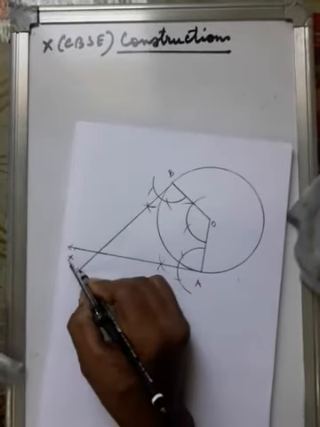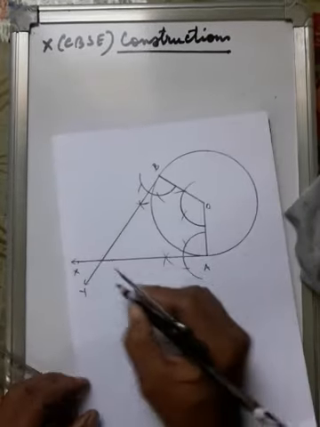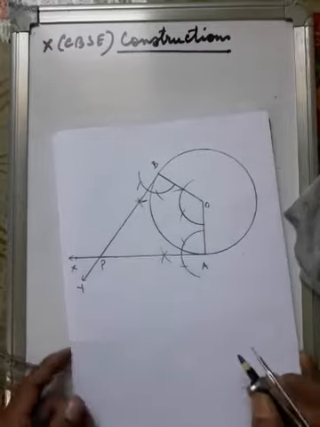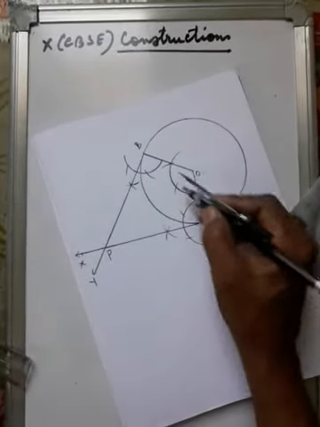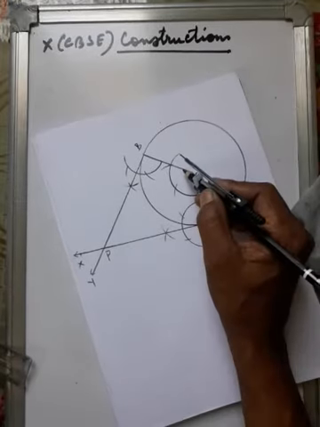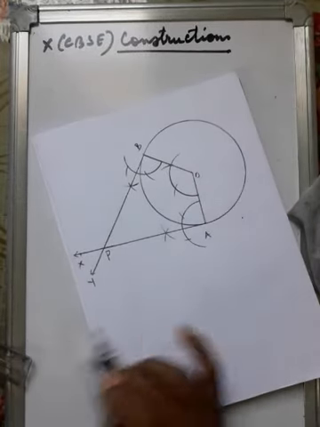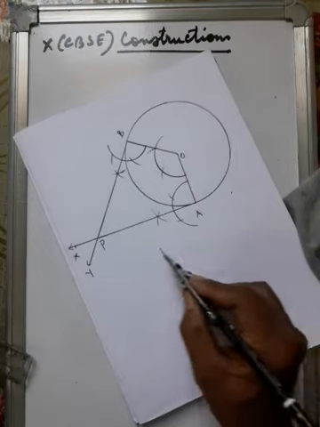Name it Y. And this point is P. So angle APB obviously will be 60 degree, because this is 120 degree, so this angle will be 60 degree automatically. Okay.